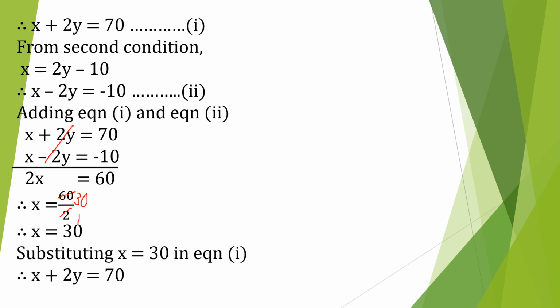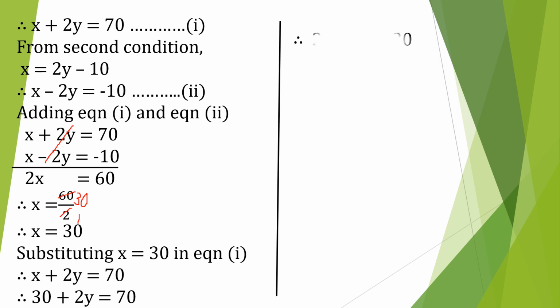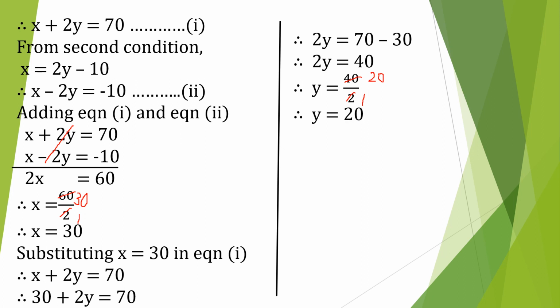Substituting x equal to 30 in equation 1. Therefore, x plus 2y equal to 70. This is my equation 1, so I'll substitute in this. Therefore, 30 plus 2y equal to 70. Further let's solve. Therefore, 2y equal to 70 minus 30. Therefore, 2y equal to 40. Therefore, you'll find the value of y equal to 40 upon 2. You can divide this again and simplify. 2 1s are 2, 2 2s are 4 and 0 will be left. So you got y equal to 20.